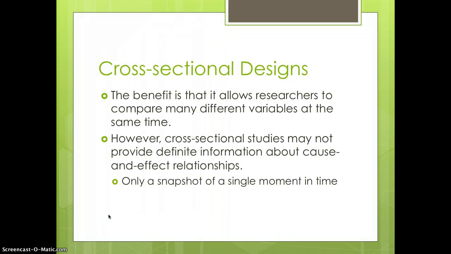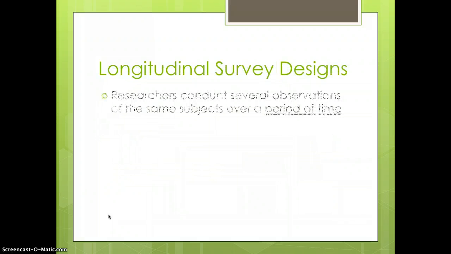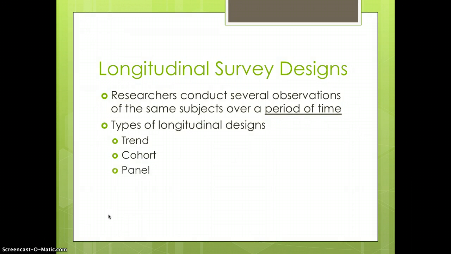The benefit of using cross-sectional designs is that it allows researchers to compare many different variables at the same time. However, they may not provide definite information about cause and effect relationships, and this is because they only show a snapshot of a single moment in time. Longitudinal survey designs are when researchers conduct several observations of the same subject over a period of time. Types of these designs include trend, cohort, and panel.